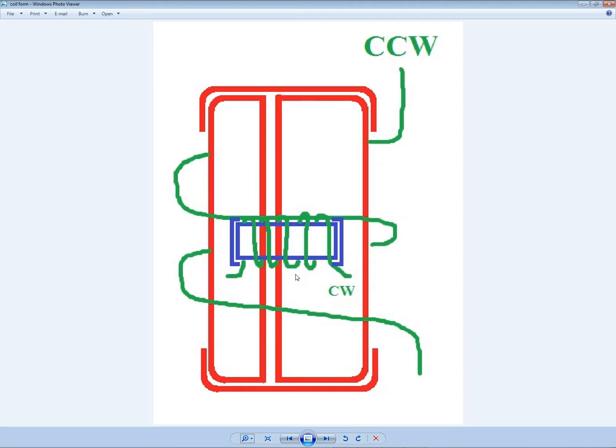Actually, well, no, that might work. That's right, I didn't simulate this coil around the magnet. I'm proposing it, I'm describing it to you, but I didn't simulate it. I should have simulated it.